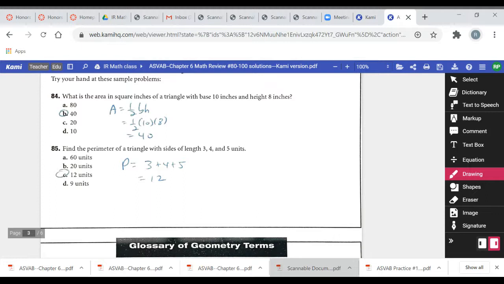That's just knowing that the area of a triangle formula is 1/2 base times height. So 1/2 times 10 times 8. And if you multiply 10 and 8, you get 80. And half of that is 40, which is B.